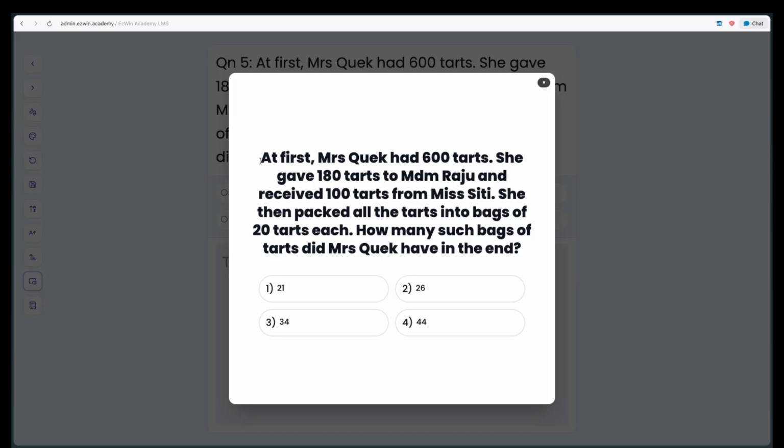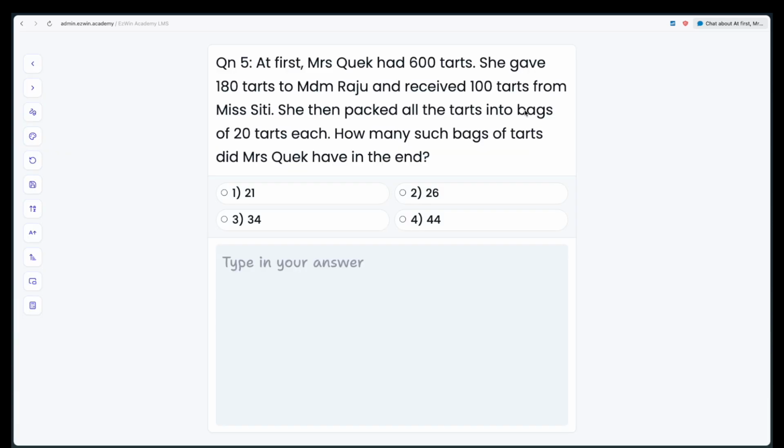Question number 5. At first, Mrs. Quack had 600 tarts. She gave 180 tarts to Madam Raju and received 100 tarts from Miss City. She then packed all the tarts into bags of 20 tarts. How many such bags of tarts did Mrs. Quack have in the end?